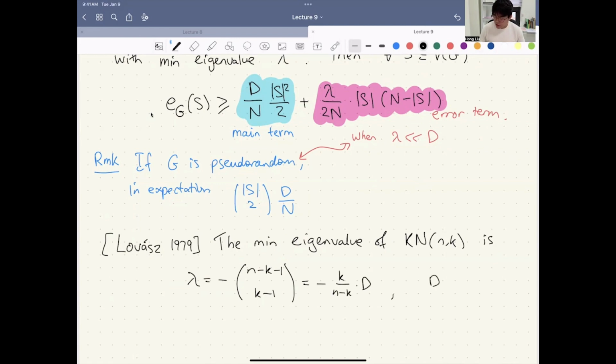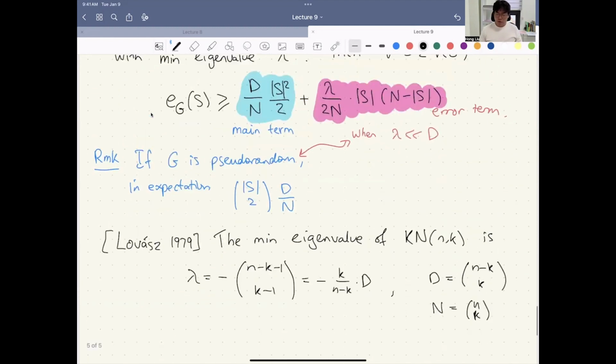What's the degree D for the Kneser graph? Well, the Kneser graph is symmetric. A vertex is adjacent to all the vertices that are disjoint from it. You have m minus k other elements outside the set corresponding to this vertex, and you have to choose k of them to form a vertex in the Kneser graph. This is your degree. The number of vertices in the Kneser graph is m choose k, obviously.